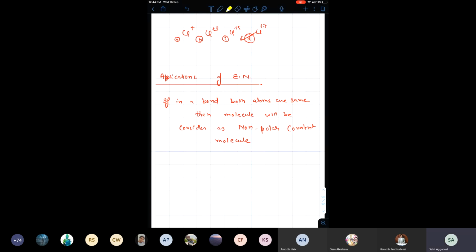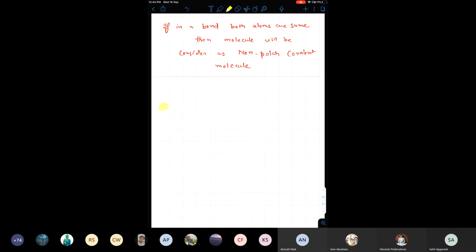If the two atoms of a bond are different, the molecule will be polar, and it will be an ionic molecule.